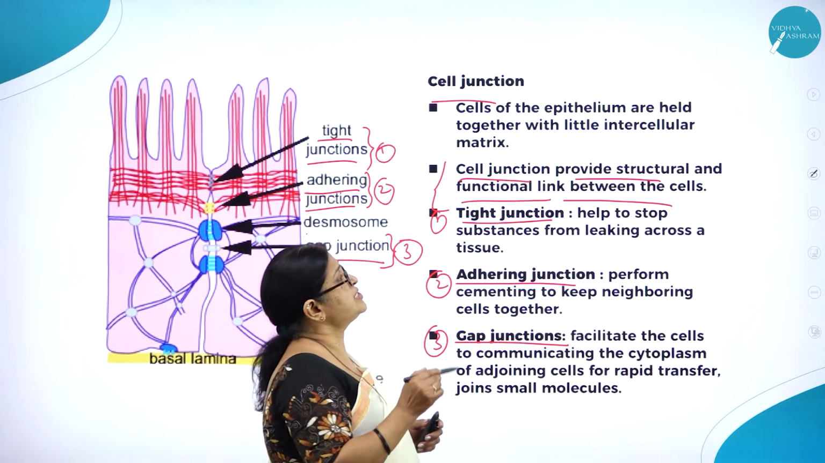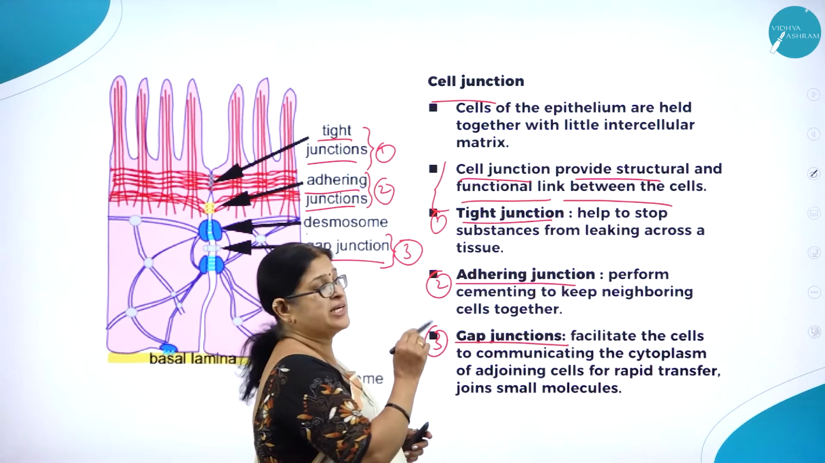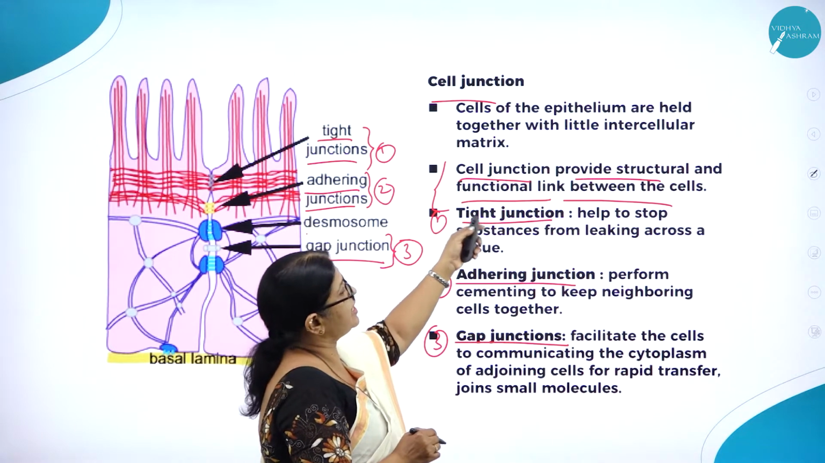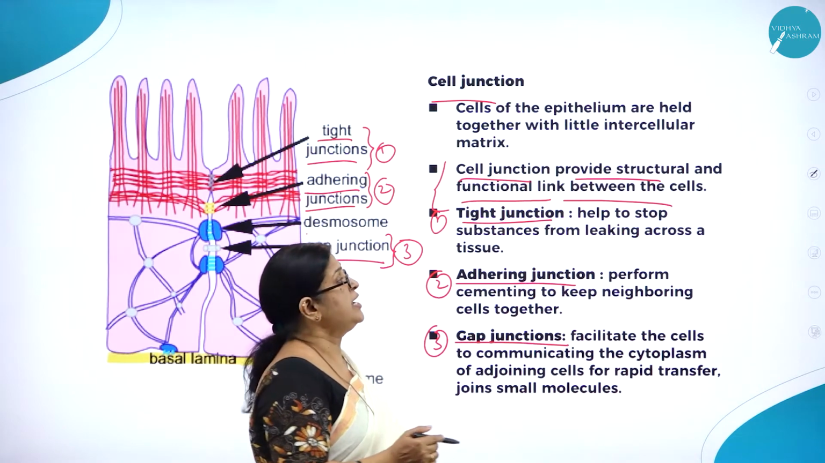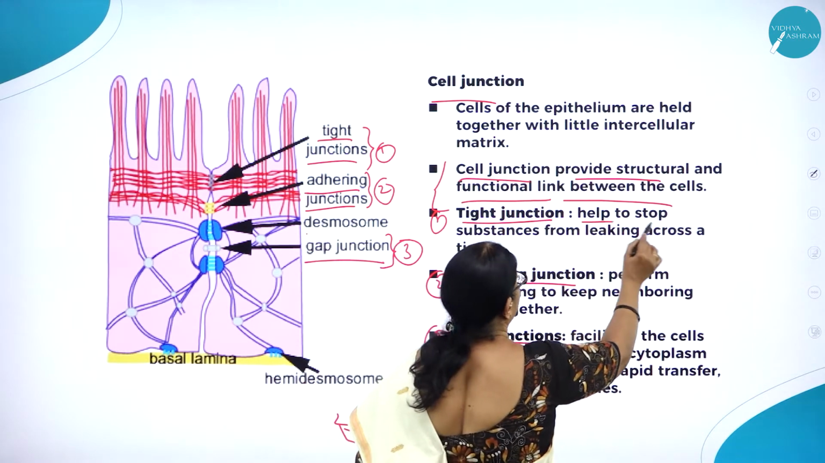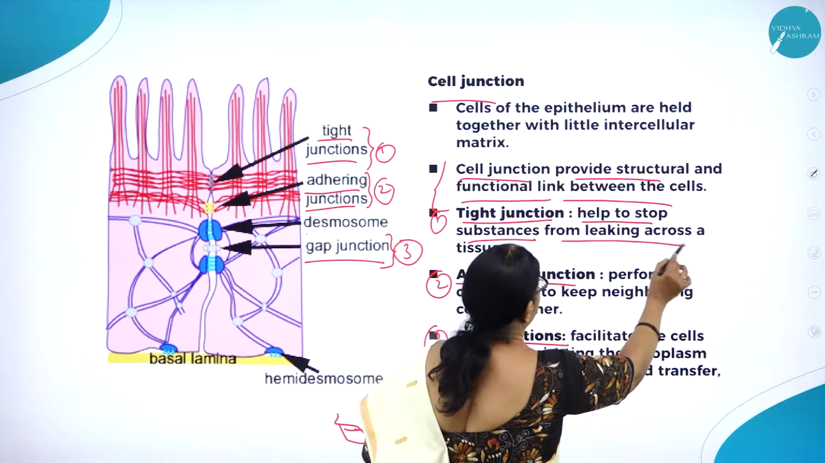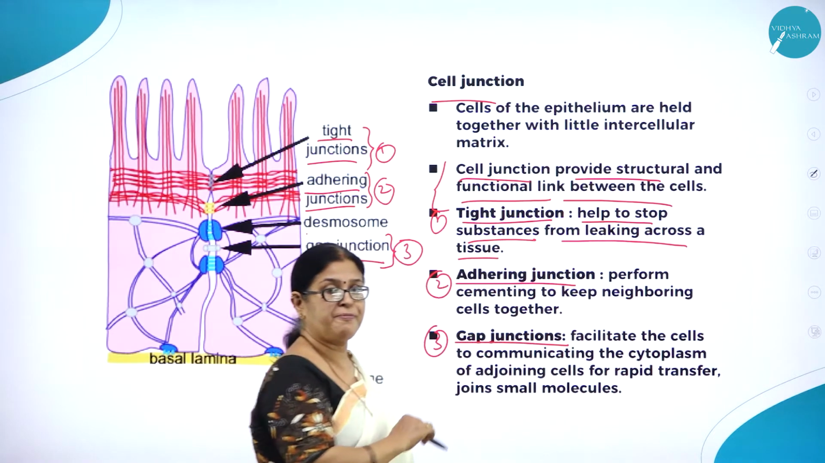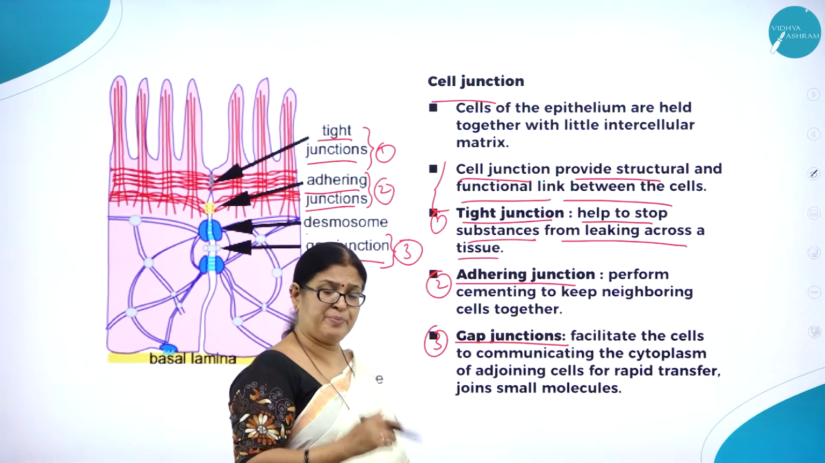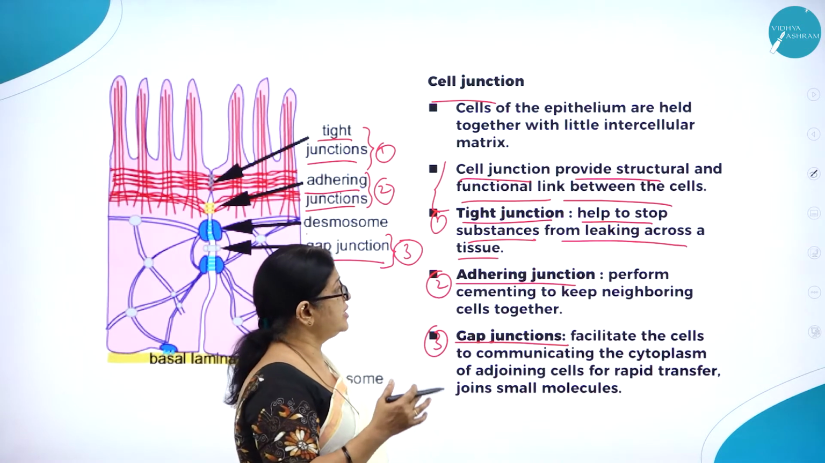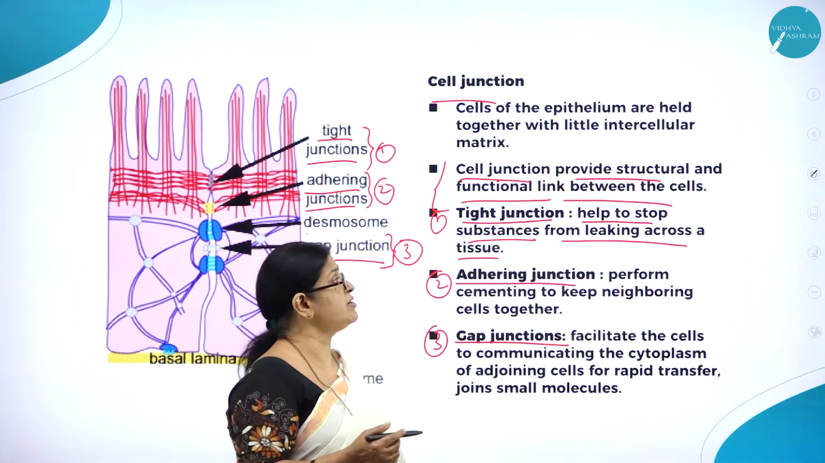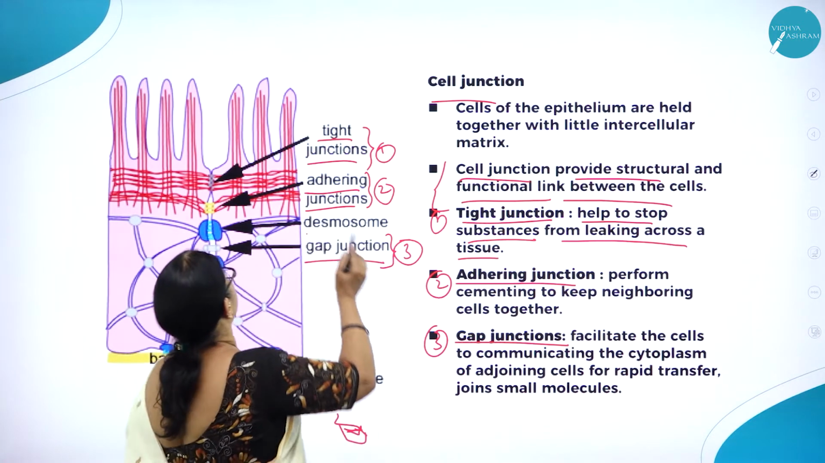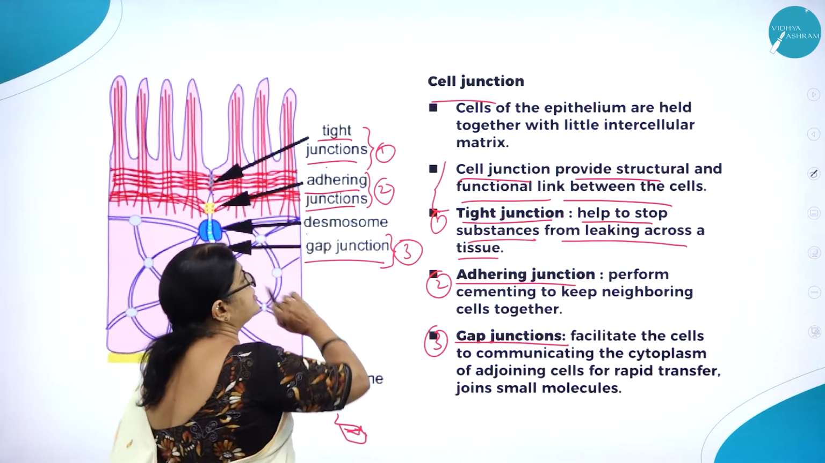Now, what is this tight junction? First of all, cell junctions provide what? Structural and functional link between the cells. So tight junction, the very word itself will tell you, helps to stop substances from leaking across the tissue. So it will prevent the leaking of the substances from the cell. Hence the name tight junction, because the cells are held tightly here. You can see the tight junctions. These are the tight junctions.